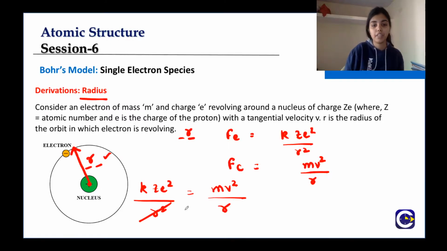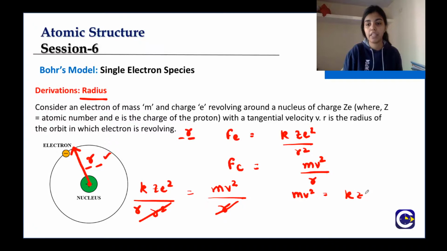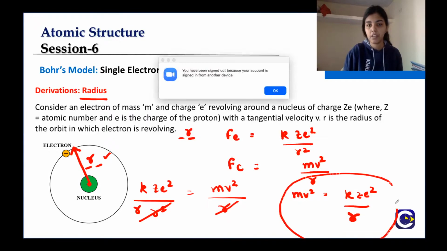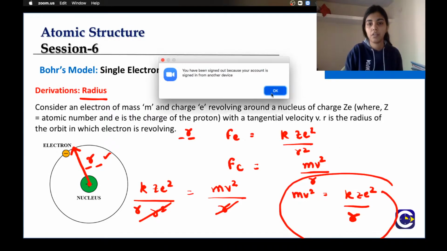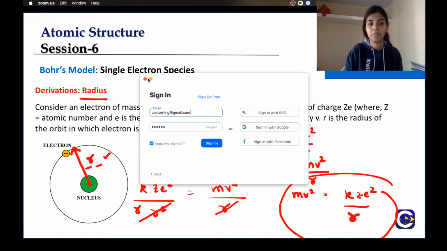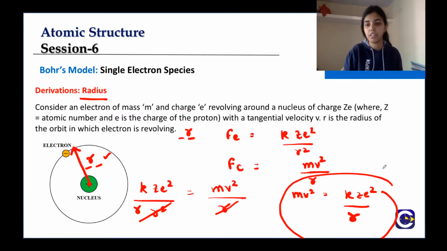Here you cancel R, and you will be left only with R on one side. So this gives you what? That Mv square equals Kze square by R. This we have obtained. This is the first one.